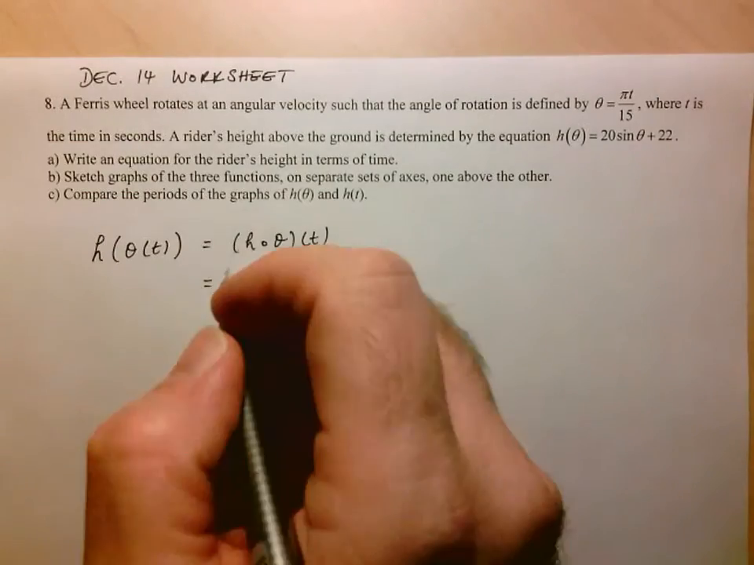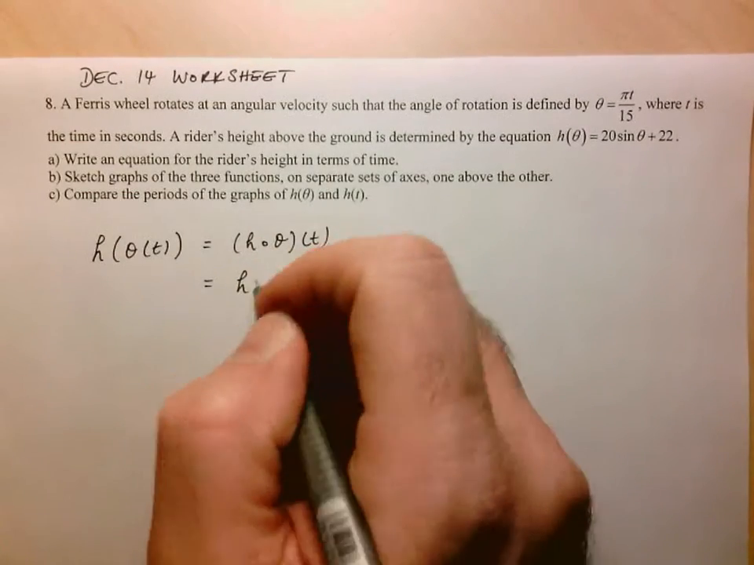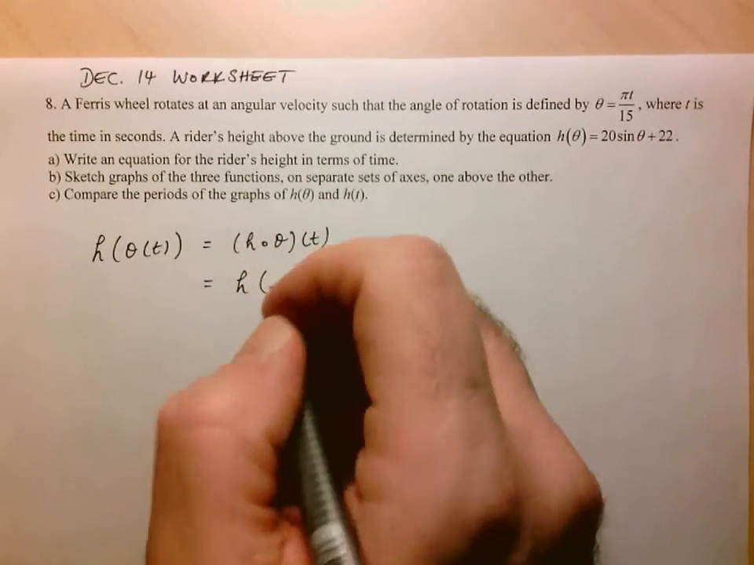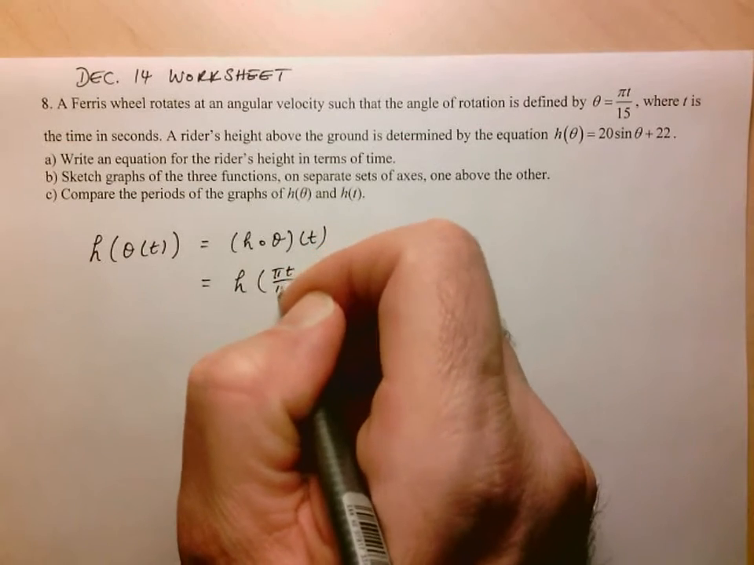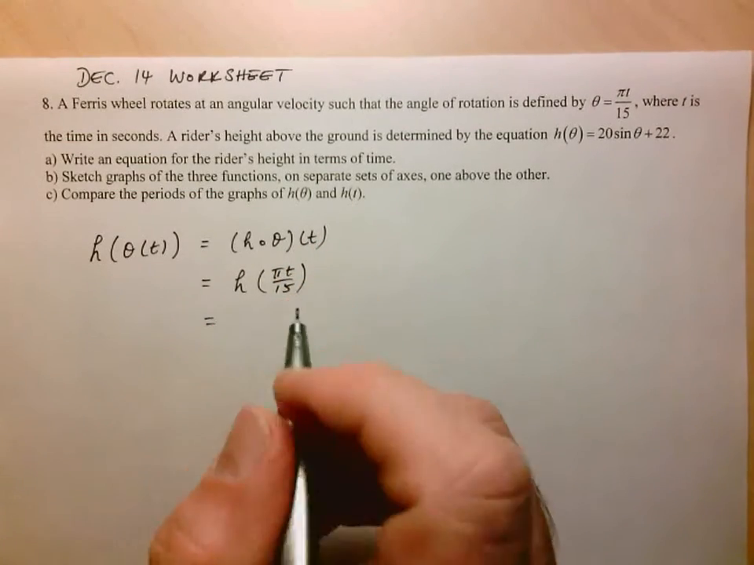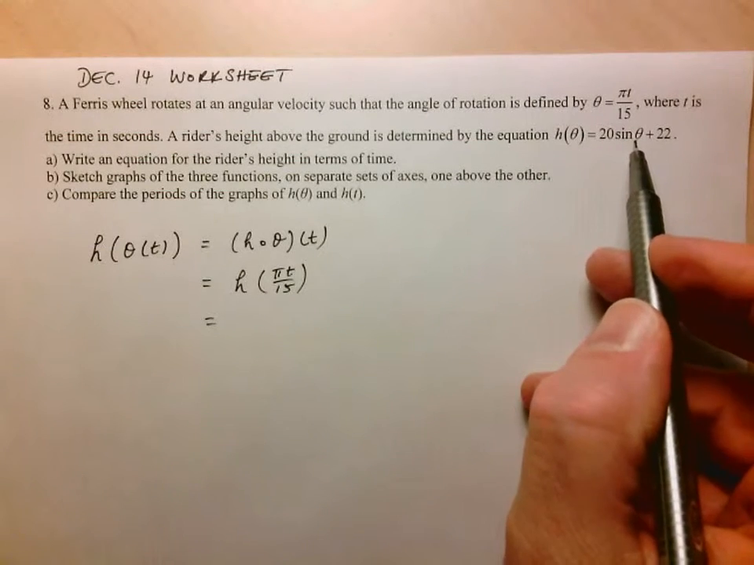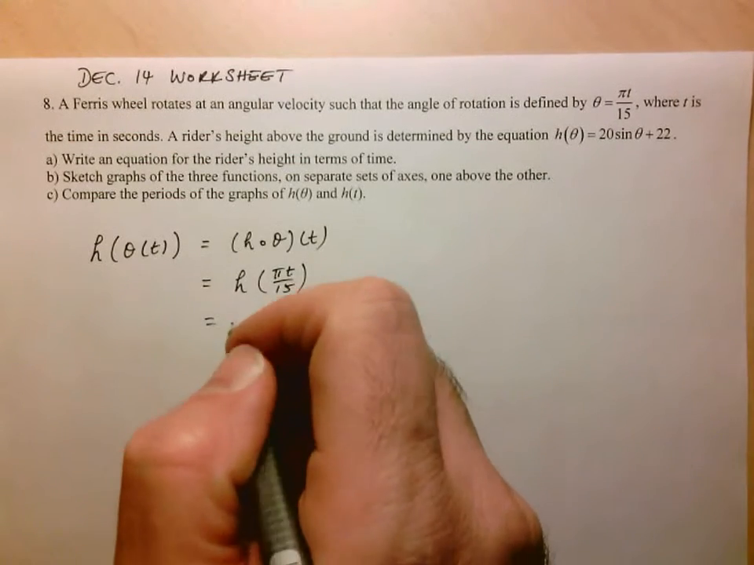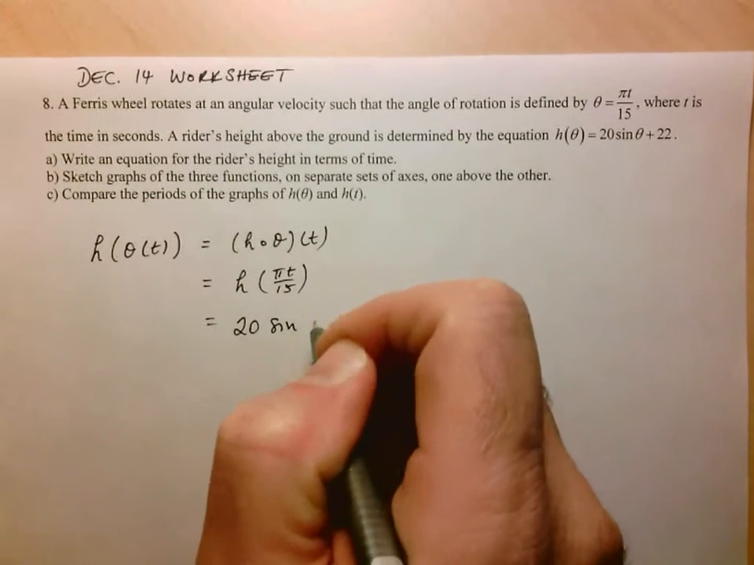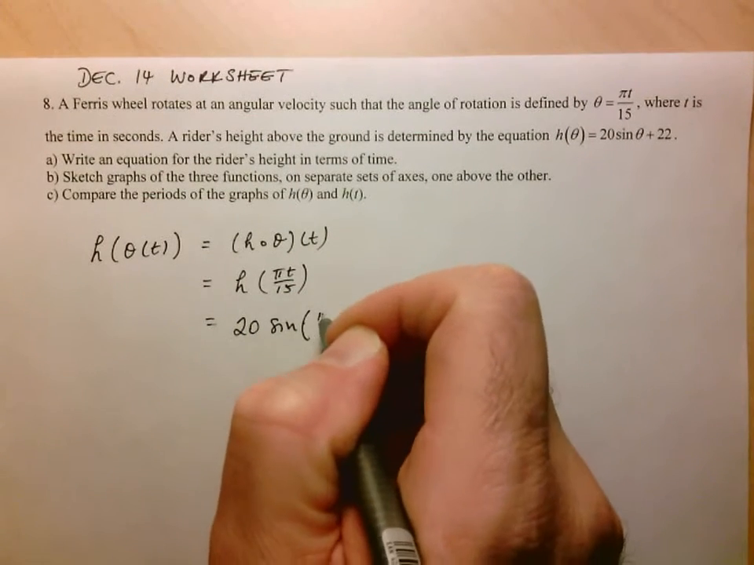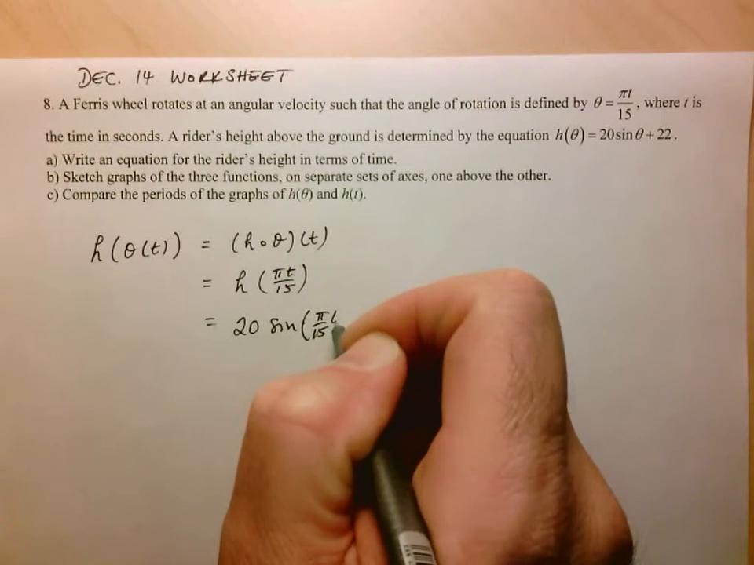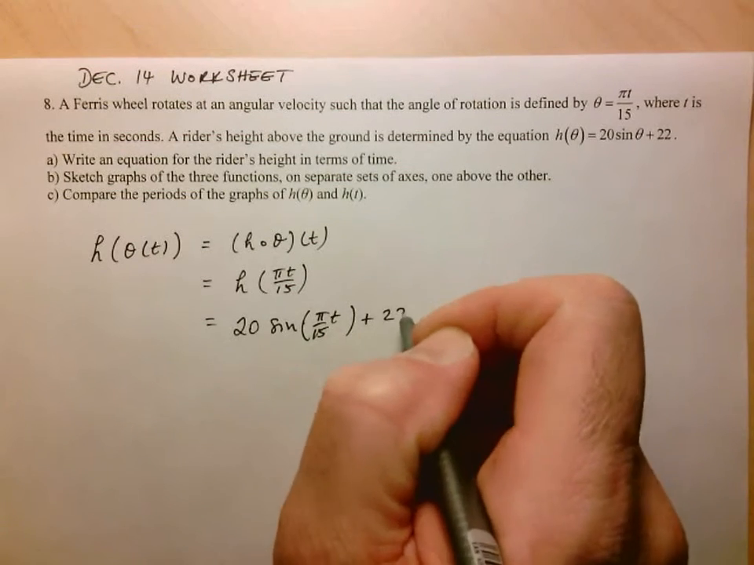So we have h at theta. So theta of t is given by pi t over 15. Okay, and now we'll just input this expression wherever I see theta in my equation. So this is going to be 20 sine of pi over 15 t plus 22.